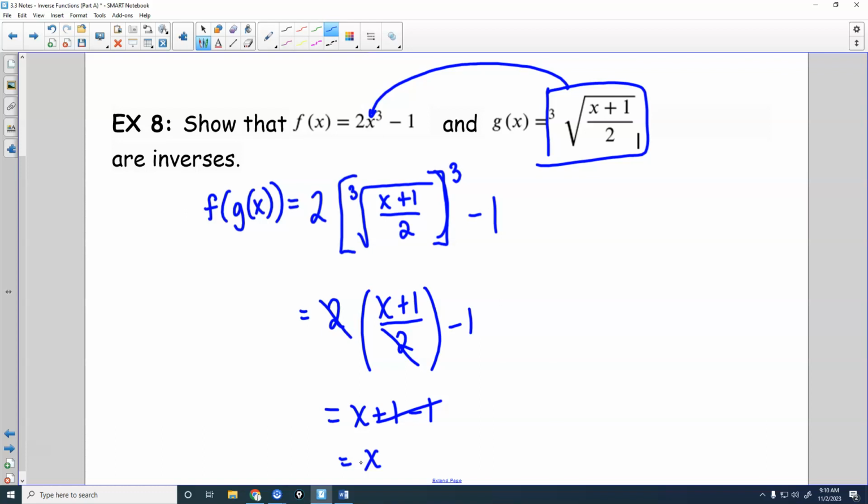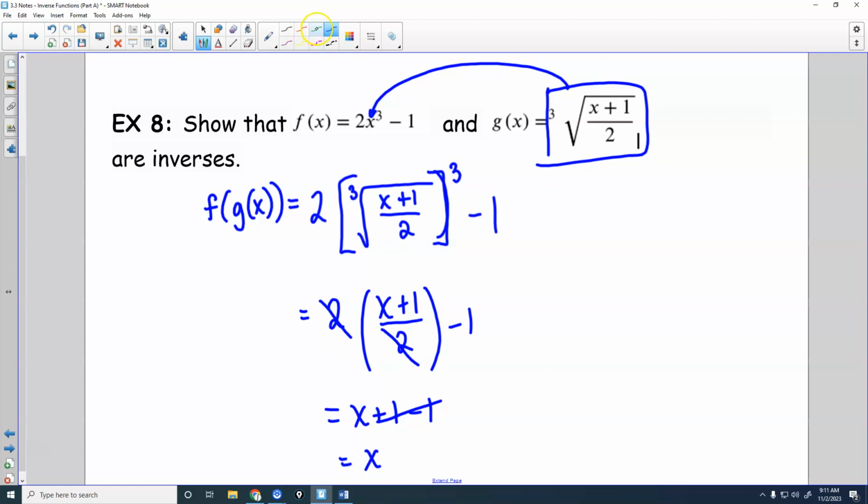Now, I, as a teacher, have never come across a problem where f of g of x equals x, but g of f of x does not equal x. However, the definition says you do have to check both ways. Maybe there are some problems where this happens. Like I said, I've not come across one.